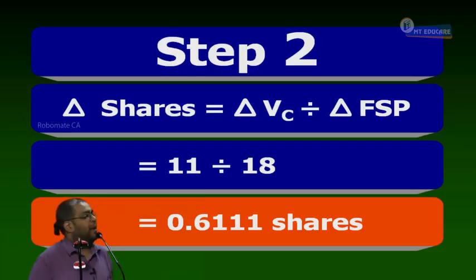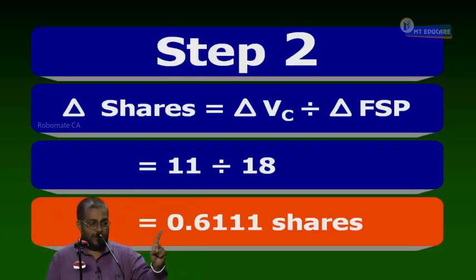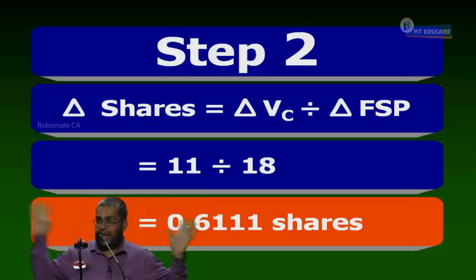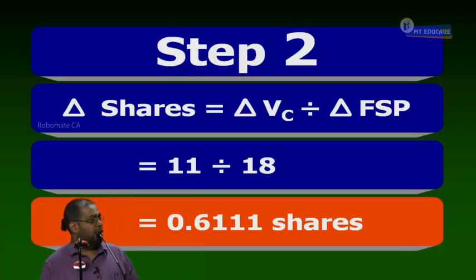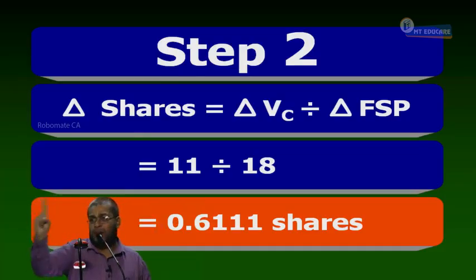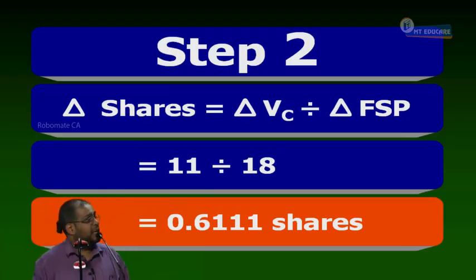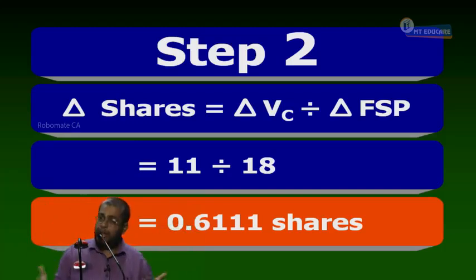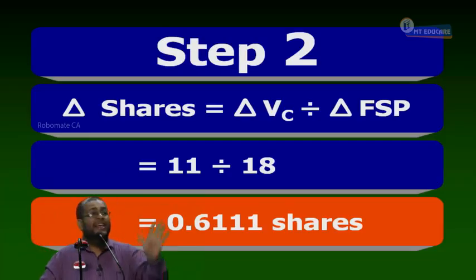Now, you tell me my portfolio. What is my portfolio? I have written one call option. I am holding 0.6111 shares. So, my portfolio consists of 2 items. One is a call, another is a share. The share I have purchased, the call I have sold. 1 call I have sold, and 0.6111 shares I have purchased. Can you tell me my portfolio? I am holding 0.6111 shares and I have sold or written 1 call option.